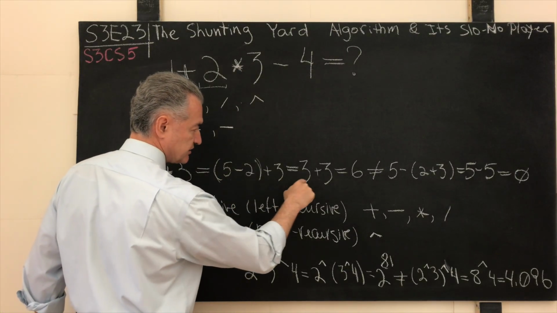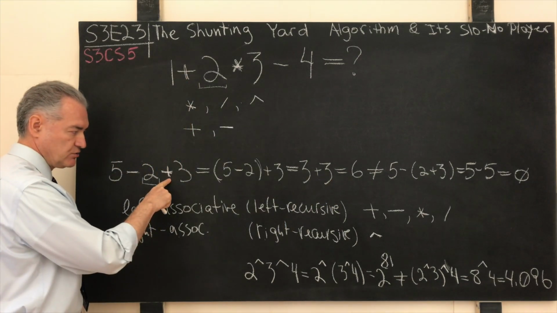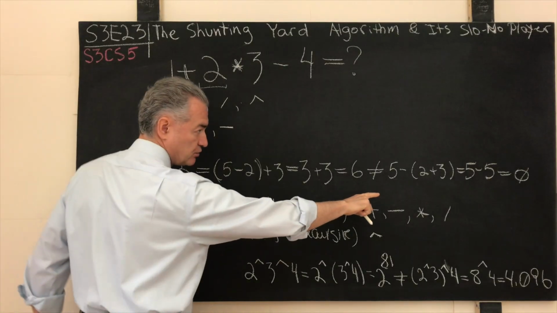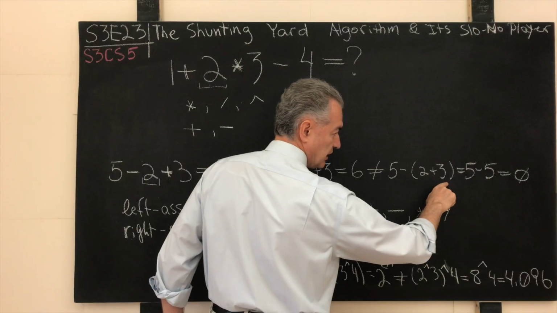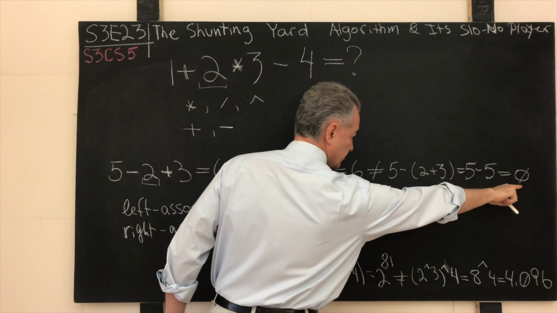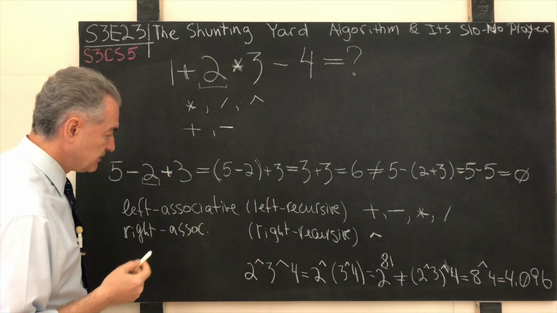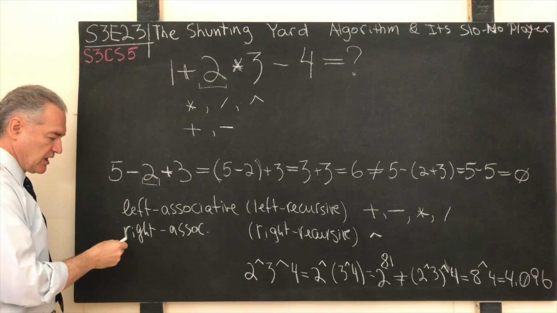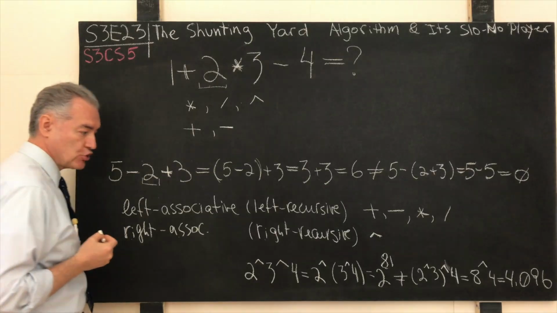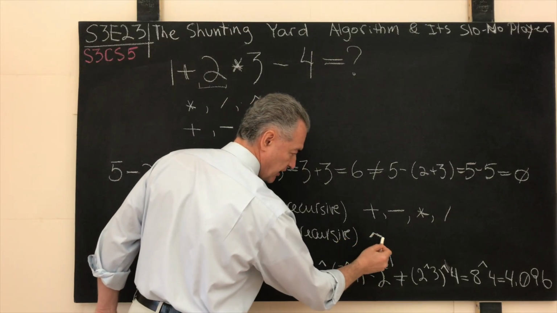which means 5 minus 2 is 3. 3 plus 3 will be 6, which is very different from the case if we were to execute the operator addition first. In this case, we would have to put 2 and 3 together first, obtain 5, and then from 5 we subtract 5 and obtain 0. 0 is not 6, 6 is not 0. That's a big difference.